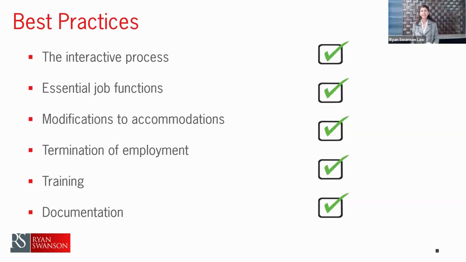Termination of employment. The law is that if there is no reasonable accommodation which will allow the employee to perform the essential functions of the job, then they can be terminated. But that is something that I strongly encourage you to work with counsel on before you go to termination. We want to make sure that you are protected in the event that employee brings a claim. So, we want to make sure that that process has been robust and that you really are at that place where termination is appropriate.